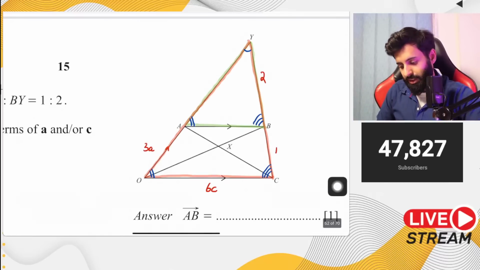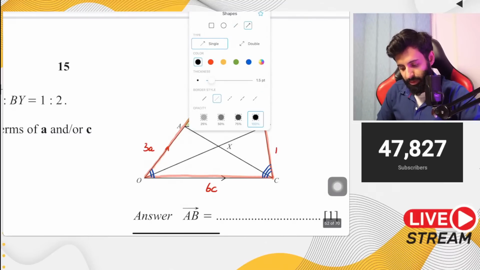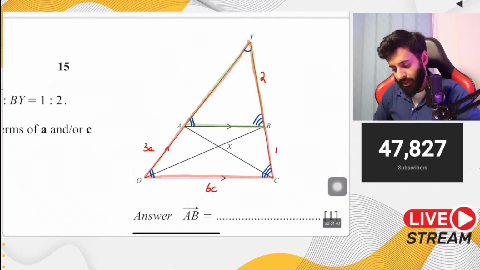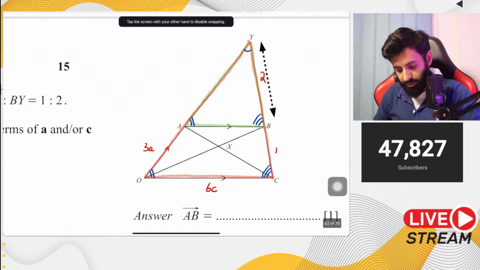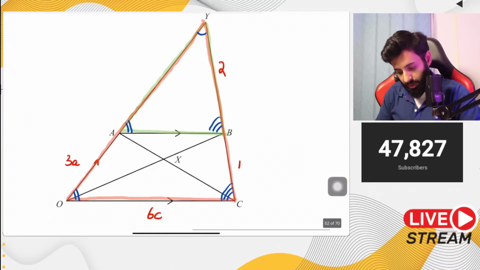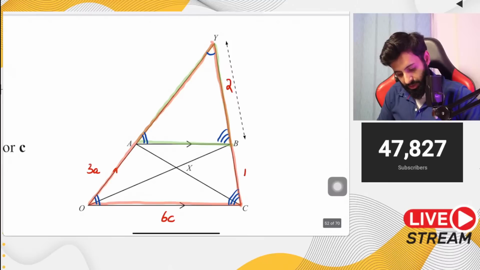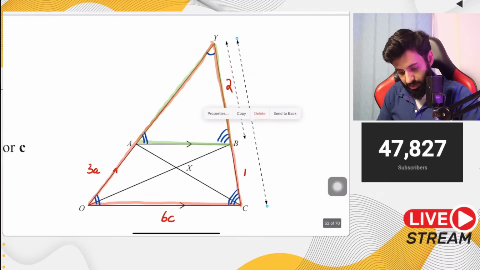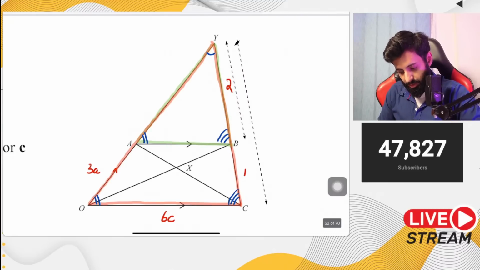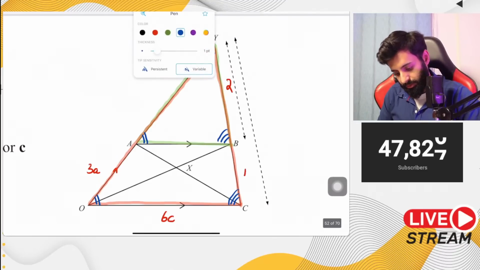Now the question is, what exactly is the ratio in which they're similar? The answer to that is 2:3. Why are they similar in the ratio 2:3? Again, pay close attention. Notice that this is how many parts? This is 2 parts, and this is how many parts? This is going to be 3 parts. Why 3 parts? Because of 2 plus 1.